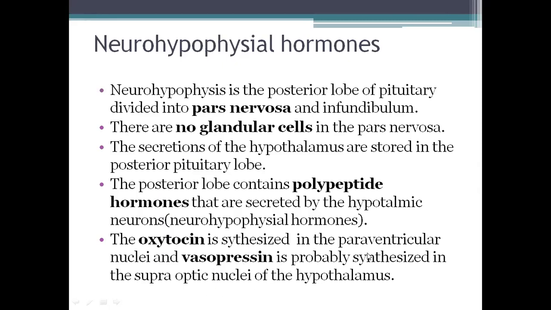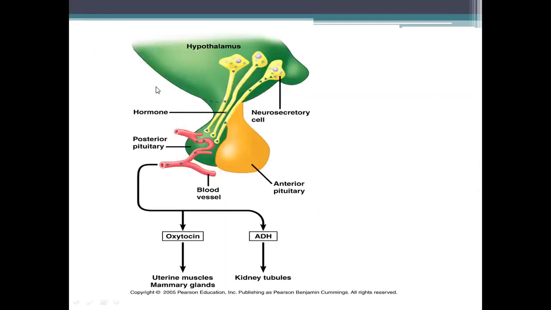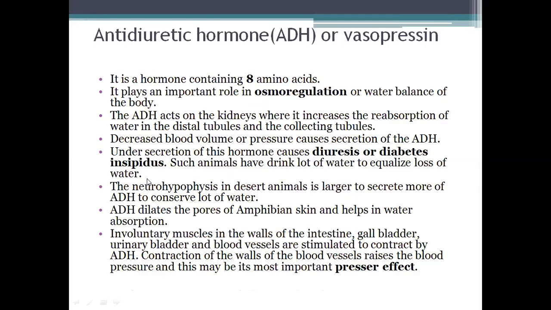For example, the oxytocin is produced by paraventricular nuclei. Vasopressin is probably synthesized by the supraoptic nuclei. These polypeptide hormones will be stored in the pars nervosa and released. So there's a picture indicating the pars nervosa. You can see there are no glandular cells here, but the secretions from the supraoptic and paraventricular nuclei are stored in the posterior pituitary, and they act on particular tissues. We shall see them one by one.